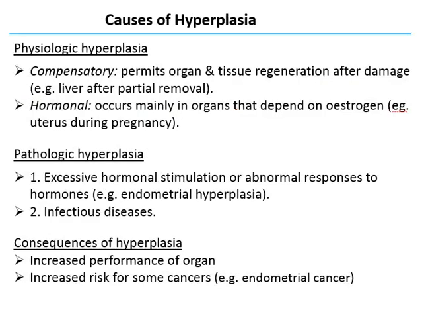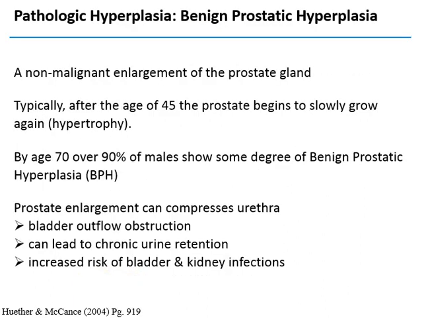This slide is summarizing some of the concepts that I've just mentioned. Firstly, we have physiological hyperplasia. It does not represent disease. It can allow an organ to recover if it's damaged, or it may be part of a normal hormone mechanism. Hyperplasia, though, may indicate disease. That's pathologic hyperplasia. This may occur in response to hormonal imbalances or infections. Hyperplasia has a number of possible outcomes, such as increased performance of the organ or an increased risk for some cancers. In this slide, I'll discuss an example of pathological hyperplasia.